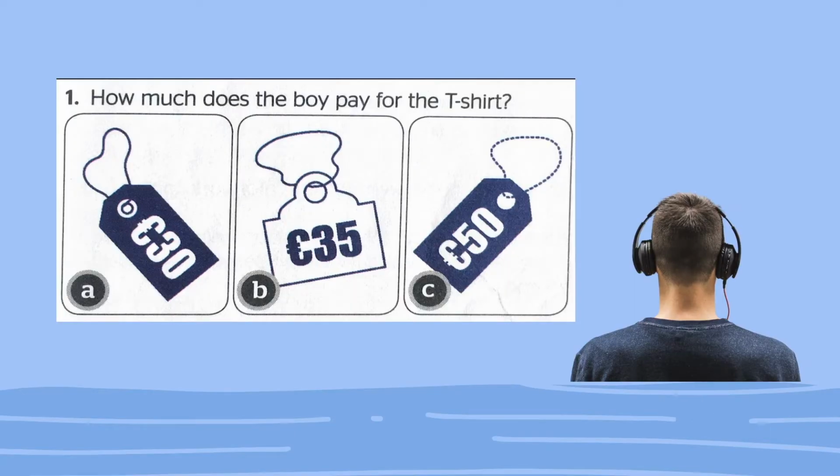1. Excuse me, is this t-shirt on special offer? Yes, it is. The price tag says €50. Is that the final price? No, there's 30% off that T-shirt, so that comes down to 35. OK then, I'll take it.